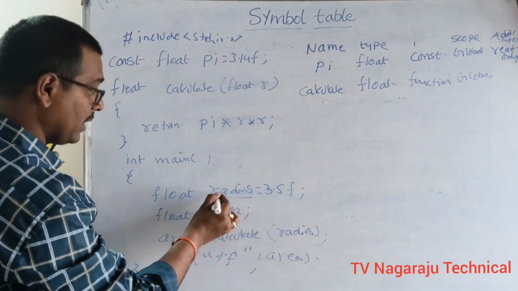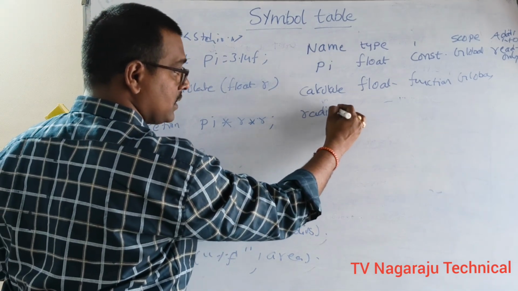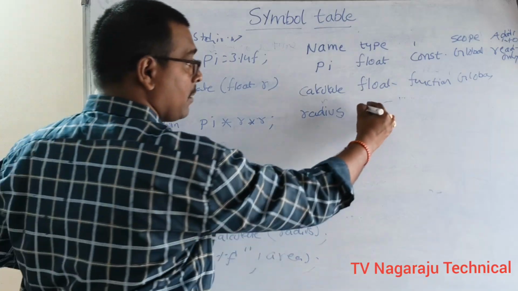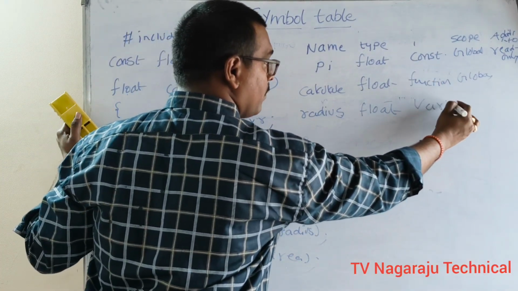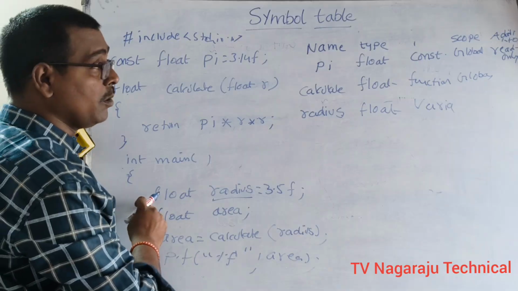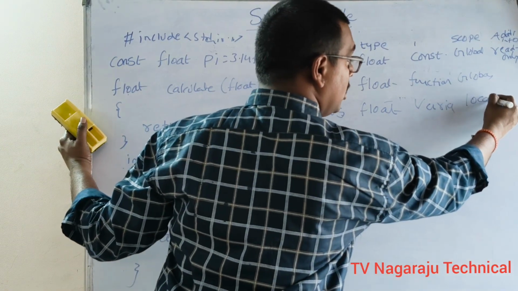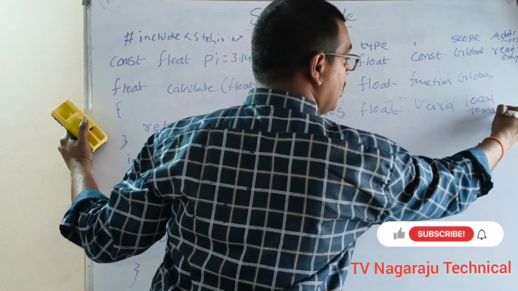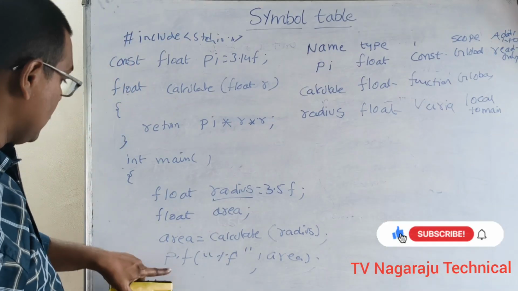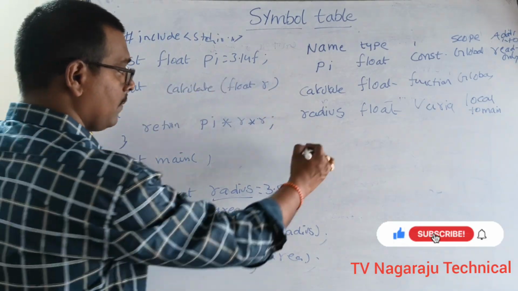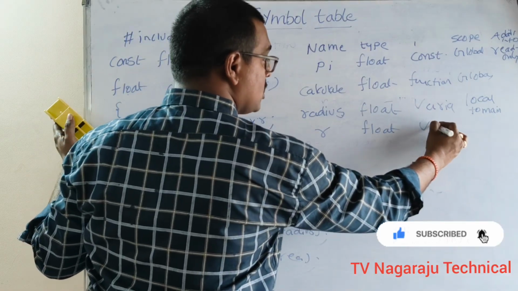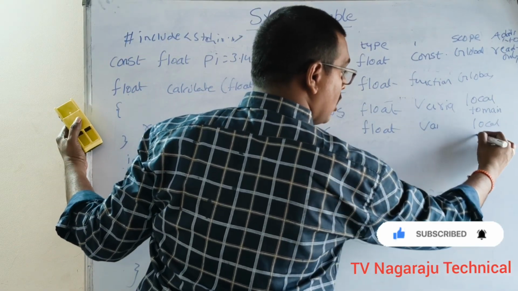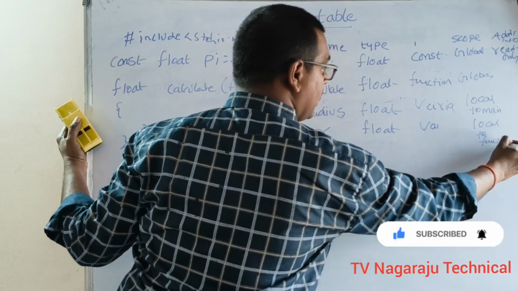For example, radius. What is the type? The type is float. This is a variable. Radius is a variable, and the scope is local to main. Like this, for example, here r. The data type of r is float. It is also a variable. The scope is local to function calculate.